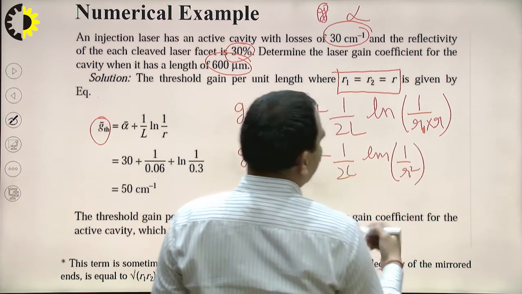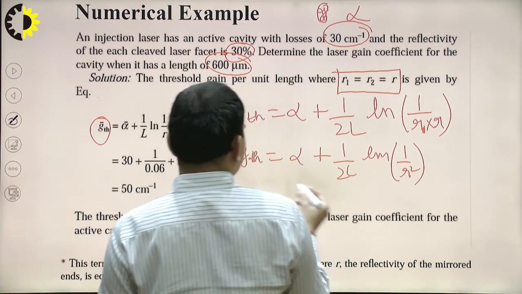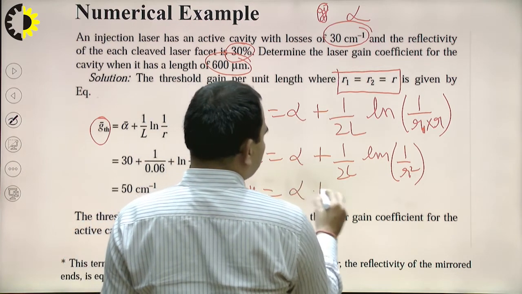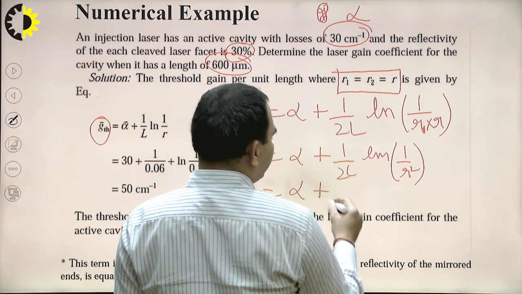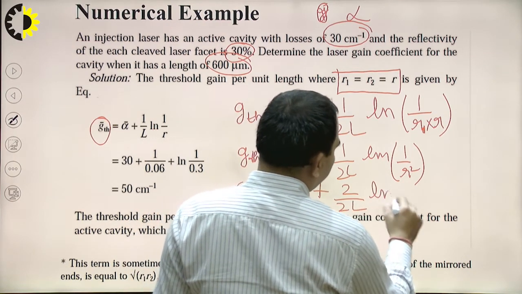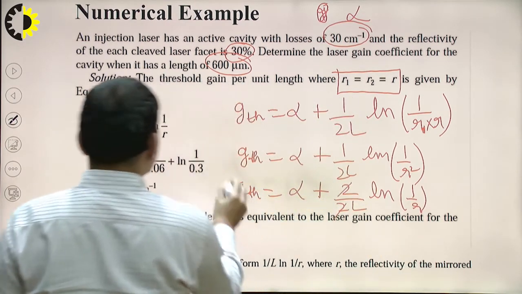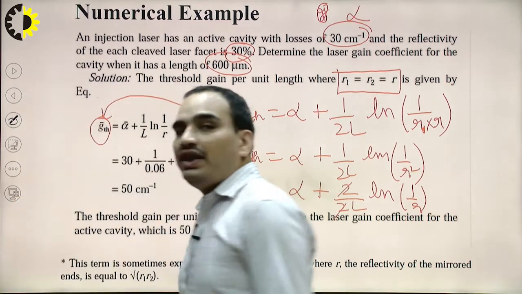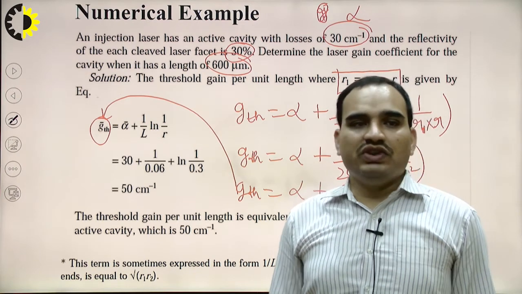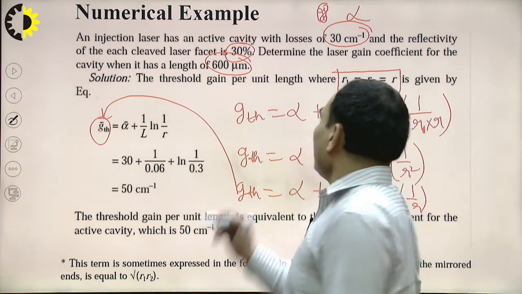So from 1 by R square we can take the power term outside, so we have Gth equals alpha plus 2 by 2L ln 1 by R. So this 2 and 2 will be cancelled out. What we get is alpha plus 1 by L log of 1 by R, where R is the reflectivity.